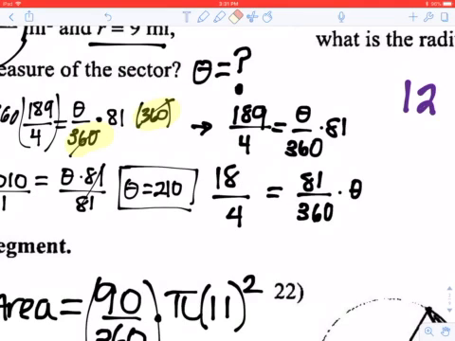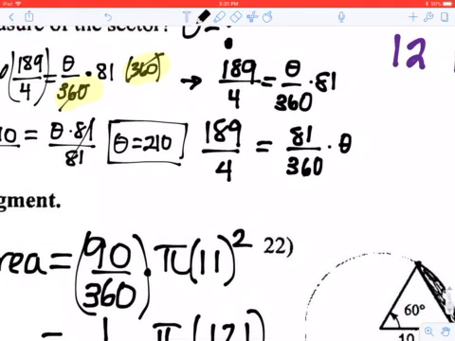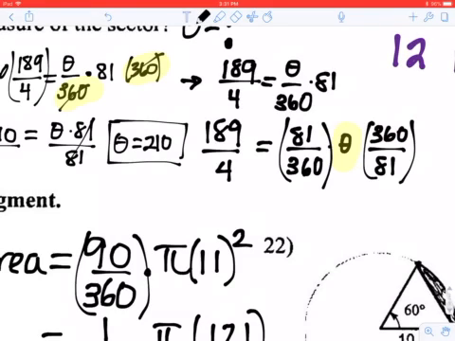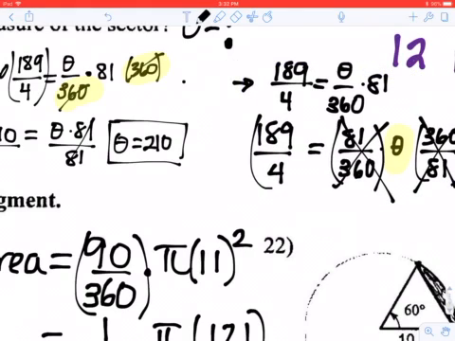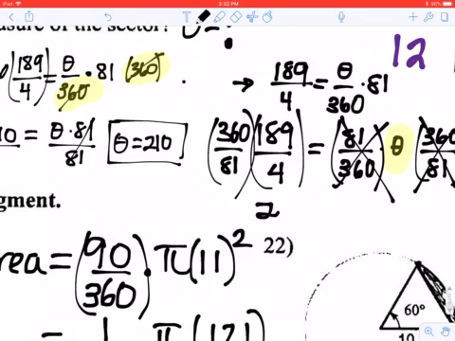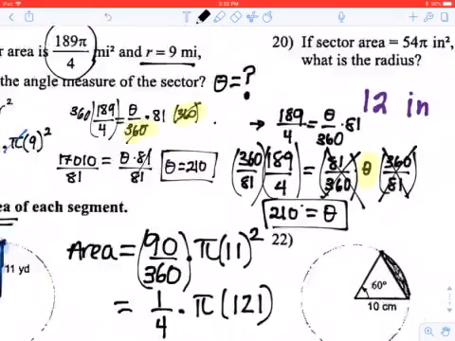Okay? And then to get theta by itself right here, I need to get rid of this fraction. What do we say about getting rid of fractions? You multiply by the reciprocal. So if I multiply this by 360 over 81, that's going to cancel out both of those. And then I have to do the same thing on the other side. So that's going to be times 360 over 81. And you can just type that whole thing in your calculator, and you get 210. Or you can multiply across the numerator, and then the denominator, and then divide.